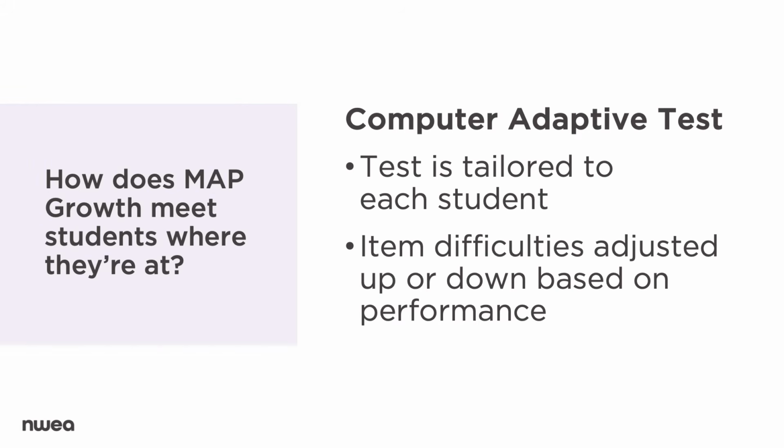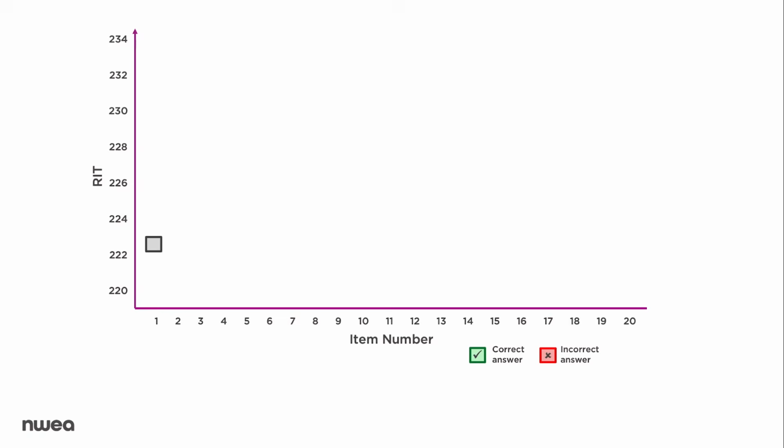Earlier, we talked about how MapGrowth is designed to meet students where they're at. Now, that's not just a nice idea, it's a key part of how the test works. And making that possible requires a very different kind of assessment, a computer adaptive test, or CAT. It's the engine that allows us to tailor the test to each student's achievement level in real time. Let's talk about what that actually means, how it works in practice, and why it's such an efficient and powerful way to pinpoint each student's achievement level.